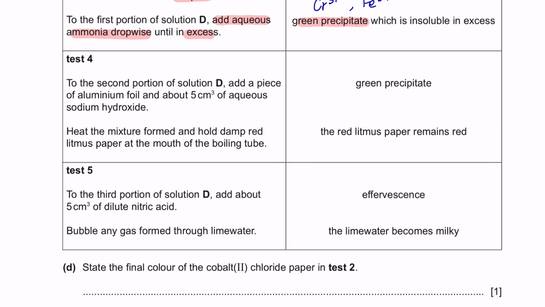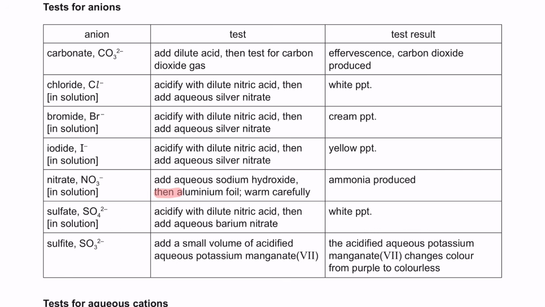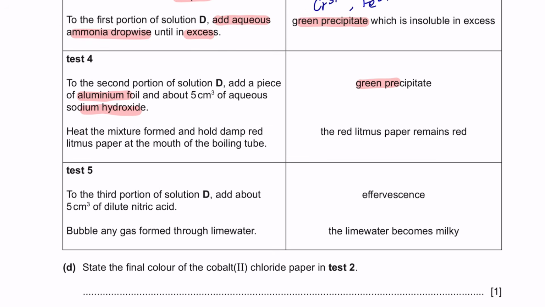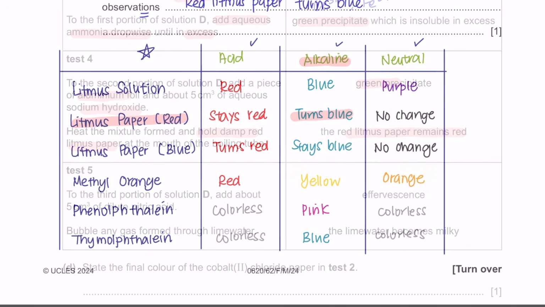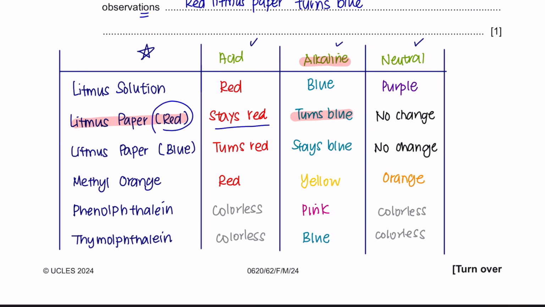Next, test 4. To the second portion of solution D, add a piece of aluminium foil and about 5 cm³ of aqueous sodium hydroxide, and a green precipitate is observed. Adding aluminium foil and then aqueous sodium hydroxide is a test for anions, to test the presence of nitrate. And then heat the mixture formed and hold damp red litmus paper at the mouth of the boiling tube. The red litmus paper remains red. If a red litmus paper remains red, this means that the gas is not alkaline.